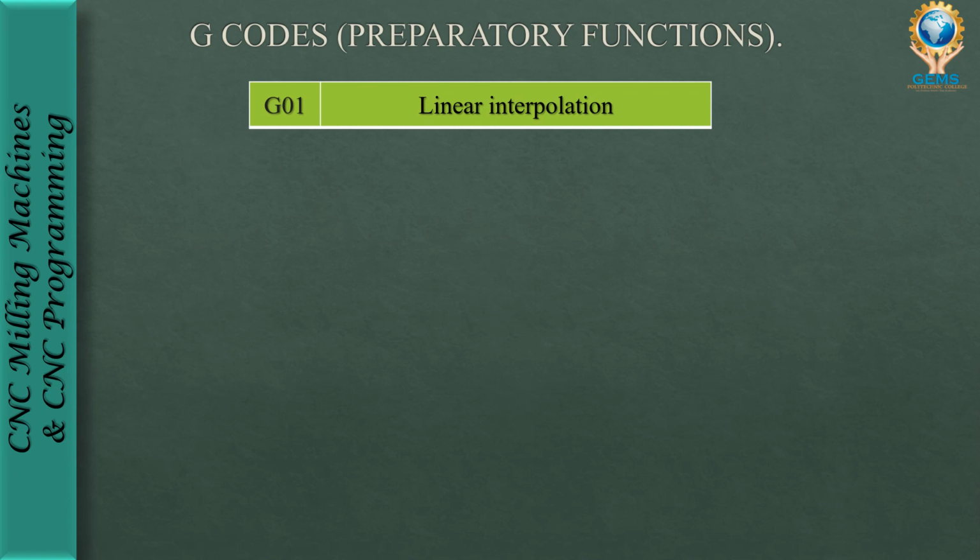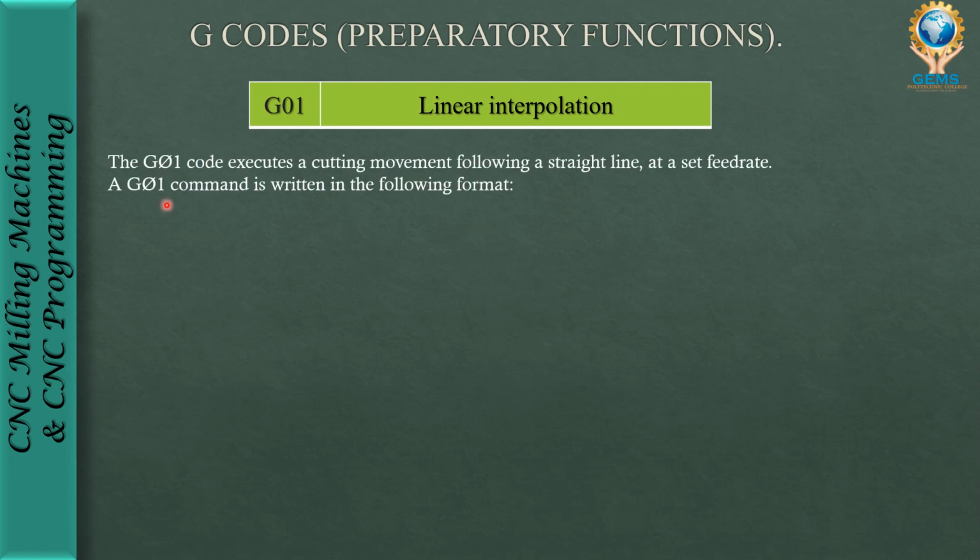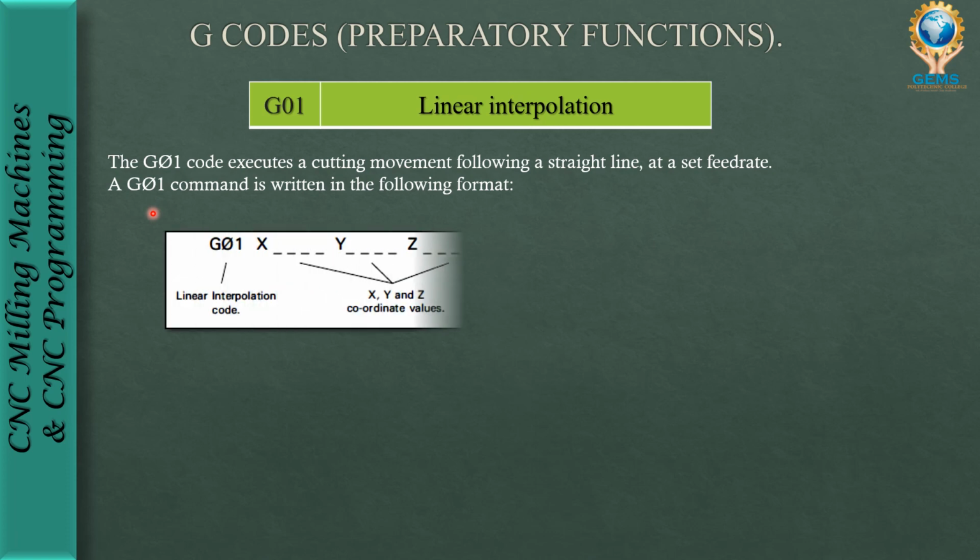The second one is the G01 linear interpolation. When you mention this G01 code, it executes a cutting movement following a straight line at a set feed rate. Linear interpolation means it will move in a straight line motion. The G01 command is written in the following format: G01, X position, Y position, and Z position. When you mention the XY position with G01, it will execute linear interpolation and move in a straight line path.